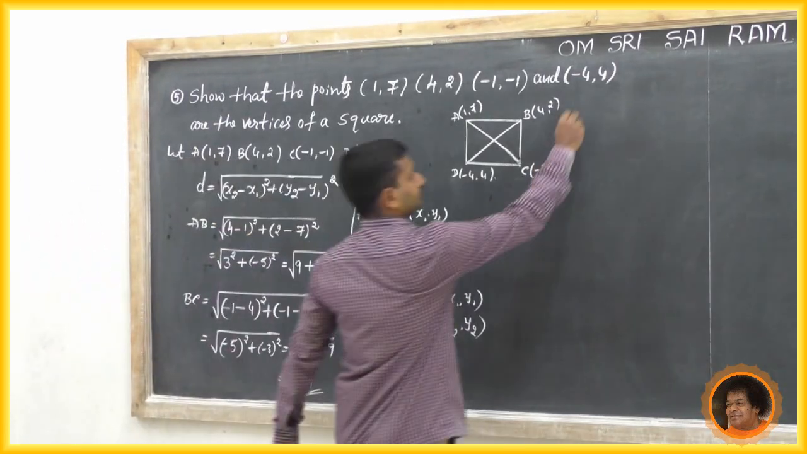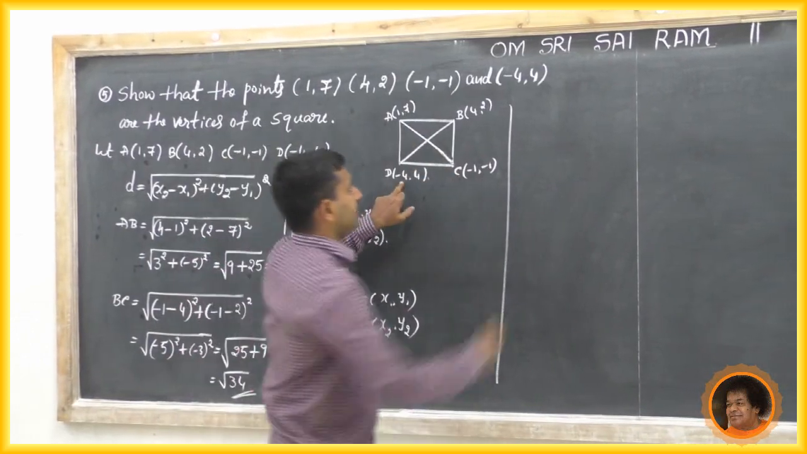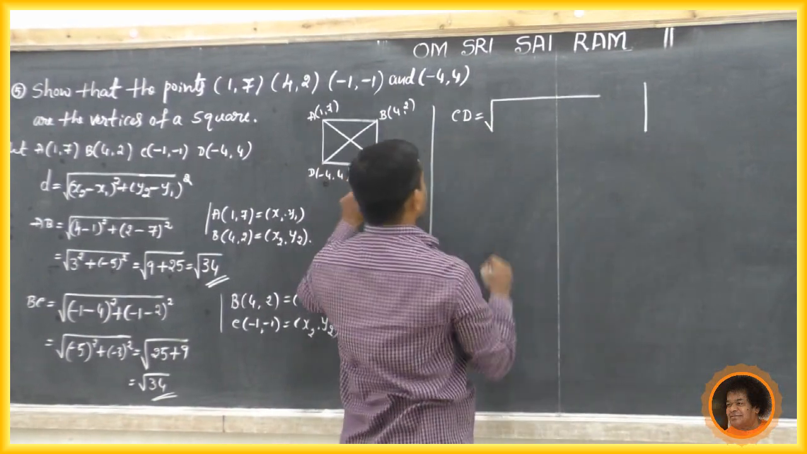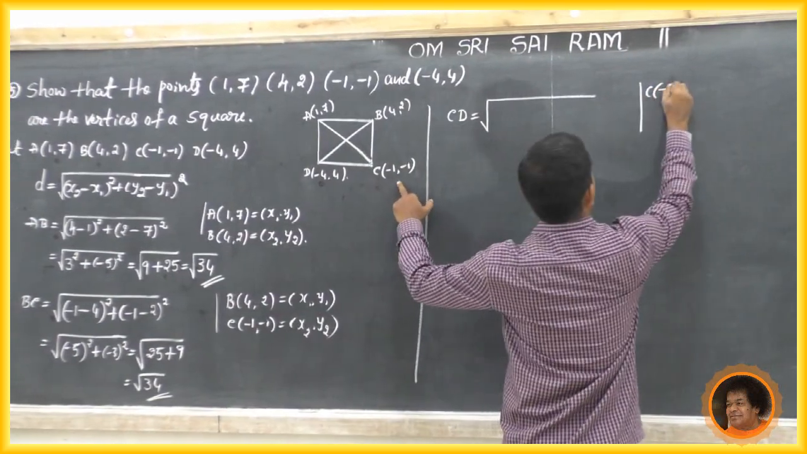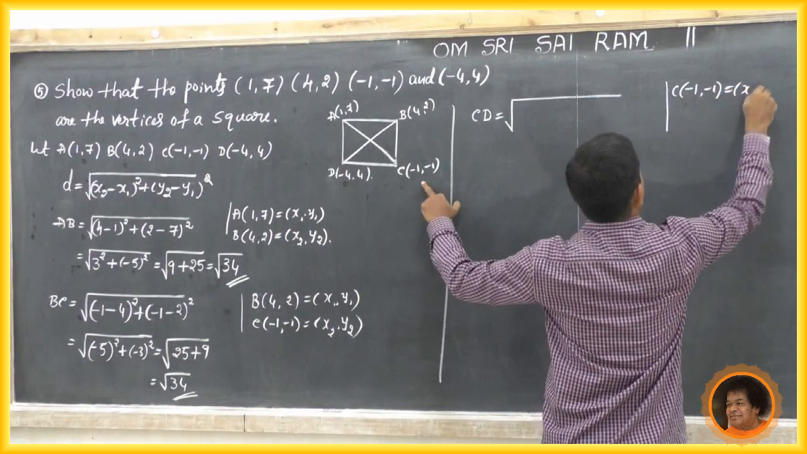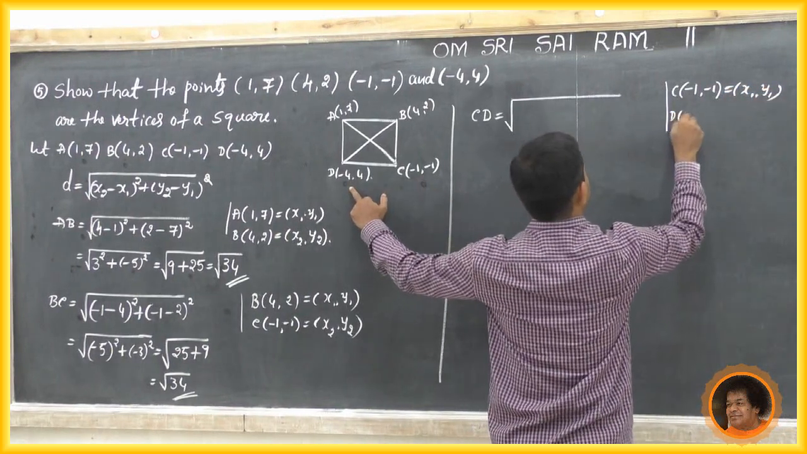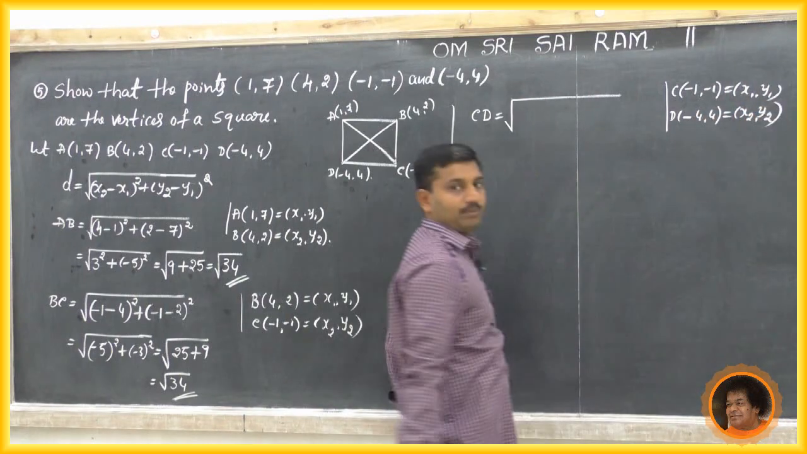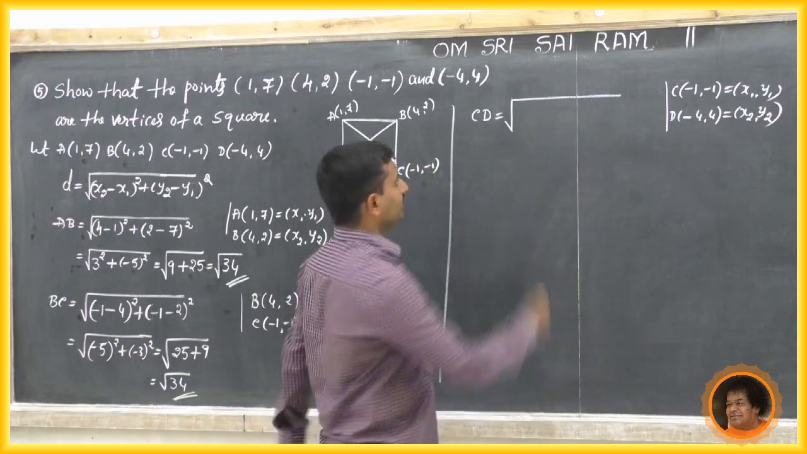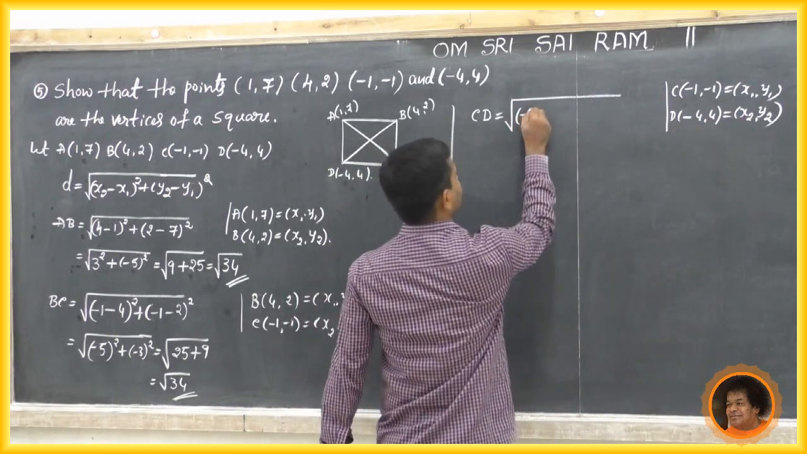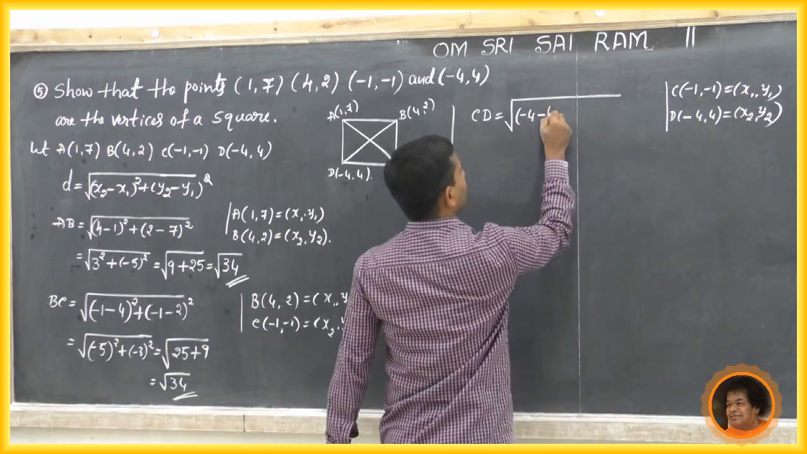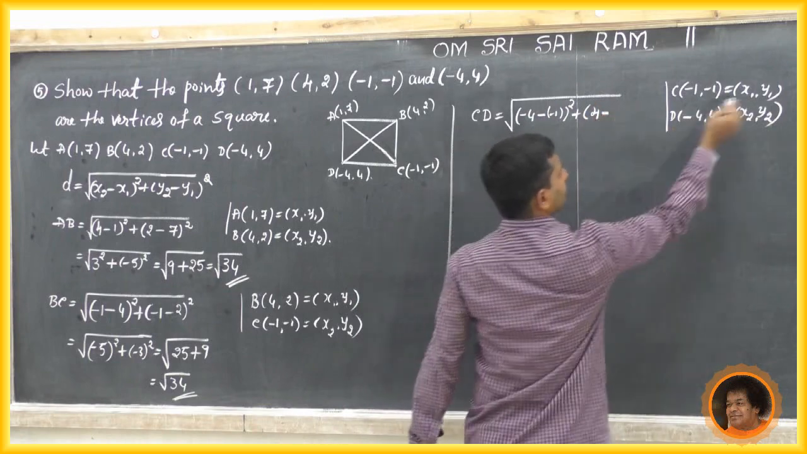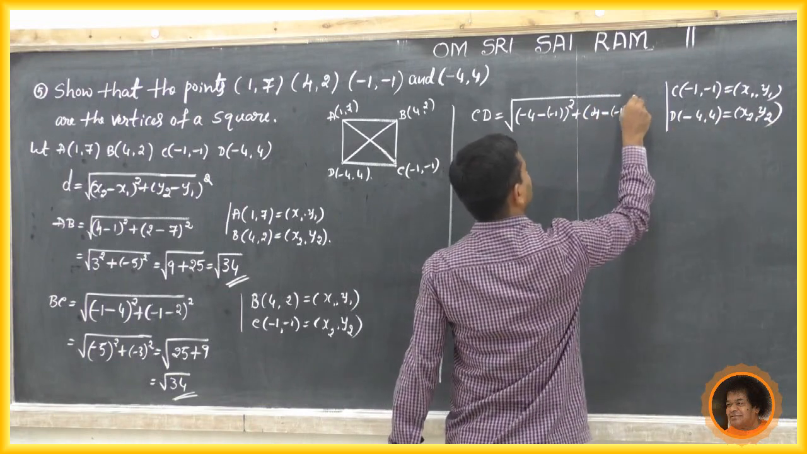Next to find CD. Distance CD square root of, so the coordinates of the point C minus 1, minus 1, x1, y1, and D minus 4, 4, that is x2, y2. Now compare the values of x1, x2, y1, y2. Substitute the values. X2 value minus 4 minus x1 value minus 1 square plus y2 value 4 minus y1 value minus 1 whole square.